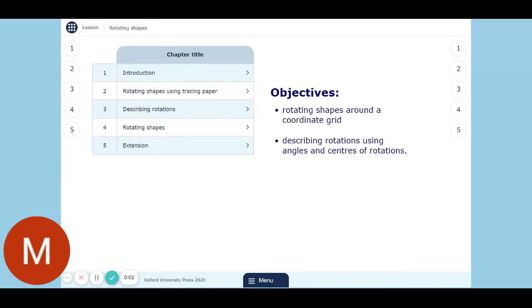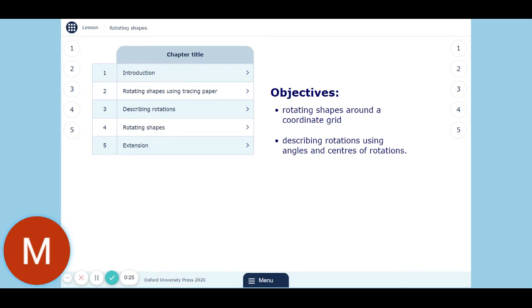So today's work is on rotation. We're going to look at rotating shapes around a coordinate grid and describing rotations using angles and centers of rotation. That will be on a coordinate grid as well. Pretty much all the rotation at GCSE is on a coordinate grid. They won't do stuff just on a blank sheet of paper.